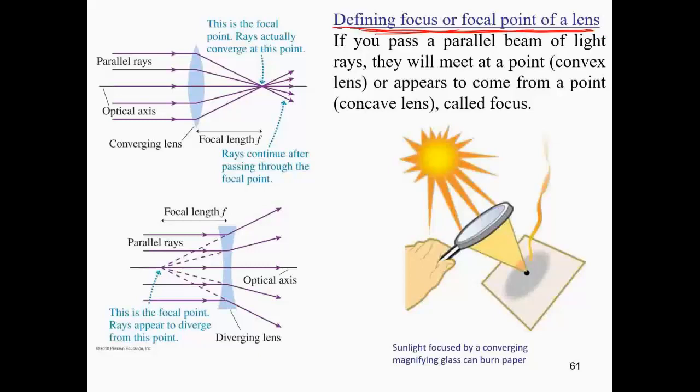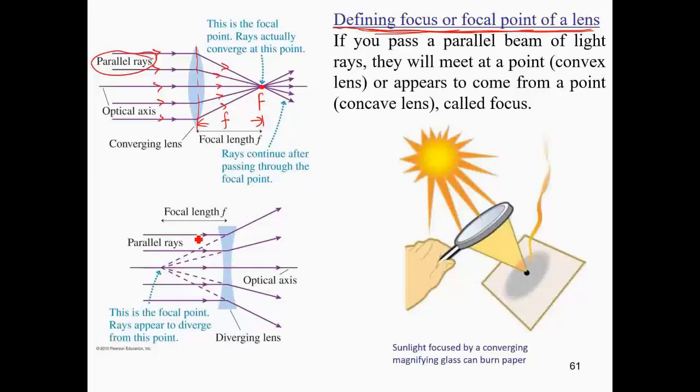It's easy actually. You have to pass a beam of parallel rays. See, parallel rays. For a converging lens, after passing a parallel beam of light rays, they will all converge at a single point, and we call this our focus. The distance from the center of the lens, right here, to the focal point or focus is called focal length.